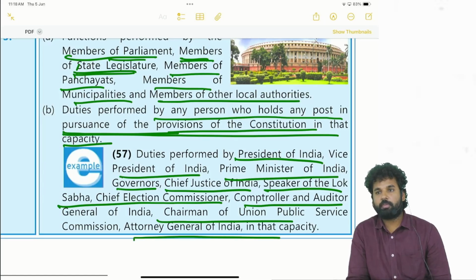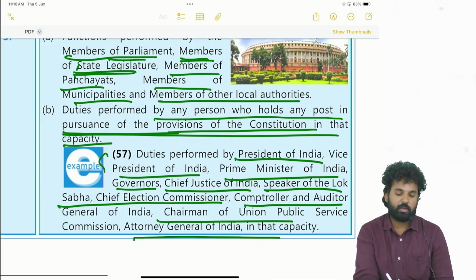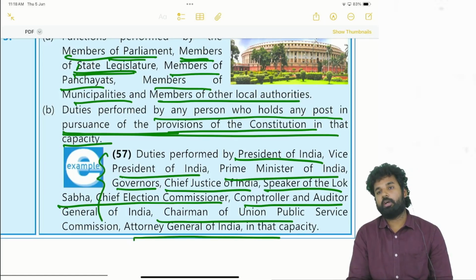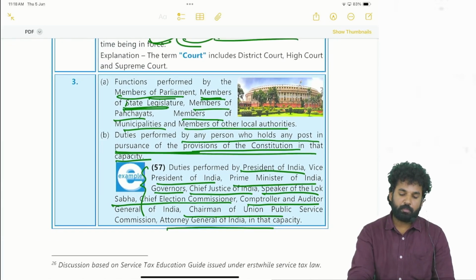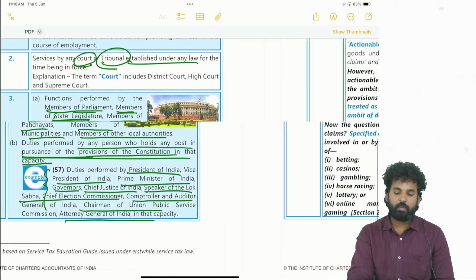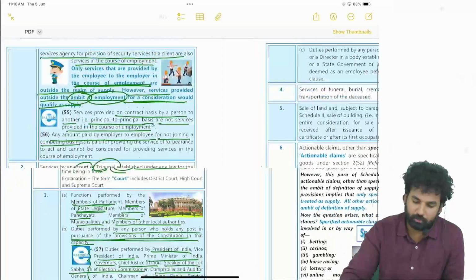Okay, so as per the constitutional provisions, those have been appointed. So they are not generally called employees, and hence if they are providing services, those will not be treated as a supply under GST.